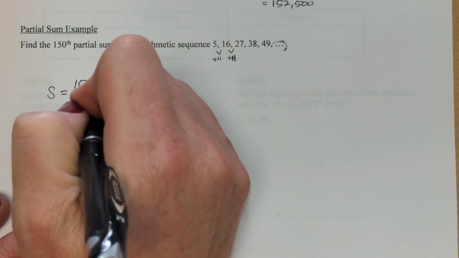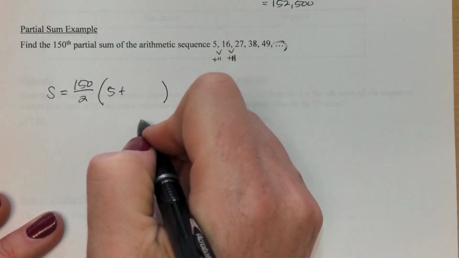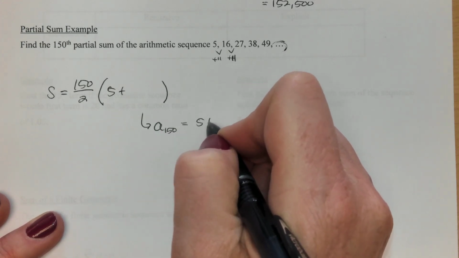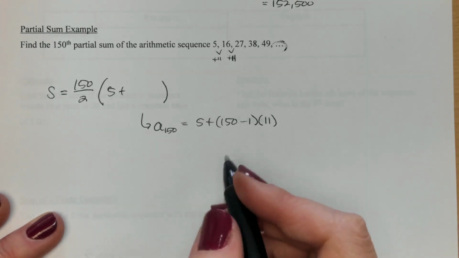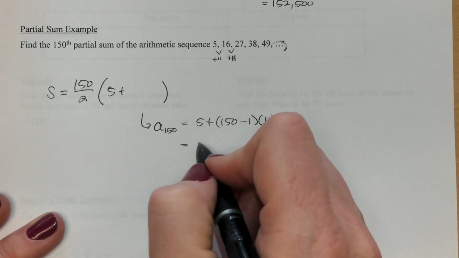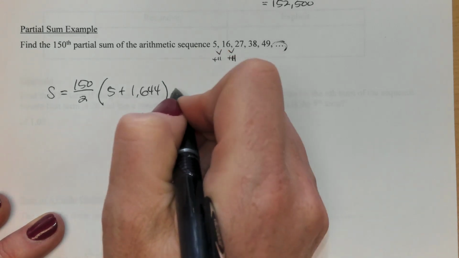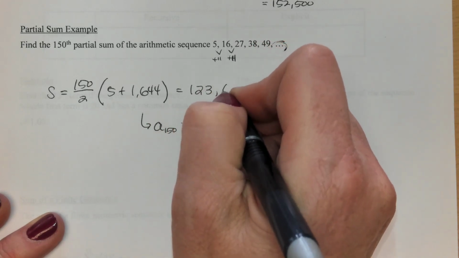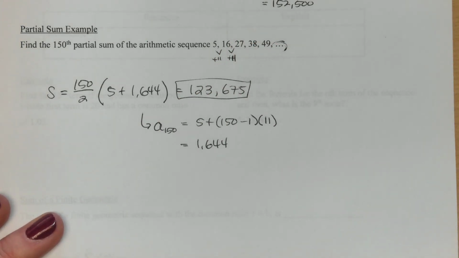So 150 terms divided by 2. I know the first term's 5. I don't know the last term. So I'm going to come off to the side again, and I'm going to do my 150th term. First term is 5, 150 minus 1. The common difference we said was 11. So I'm going to get done solving this. I'm going to find out it's 1,644. I'm going to use that and just plug it into my formula. So if I could add up the first 150 terms of this sequence, I would get 123,675.